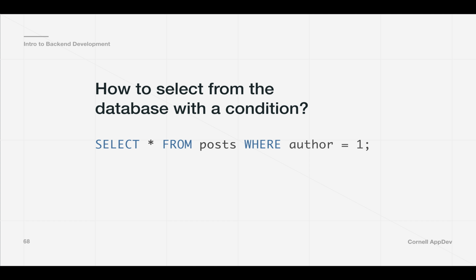If I wanted to get the posts of author with ID 1, I would just do basically that query and it would get all the posts that this author created. And then you can also use ands and ors in your condition. It's fairly intuitive. So here I want to get the post where the author is 1 and the ID is 1.